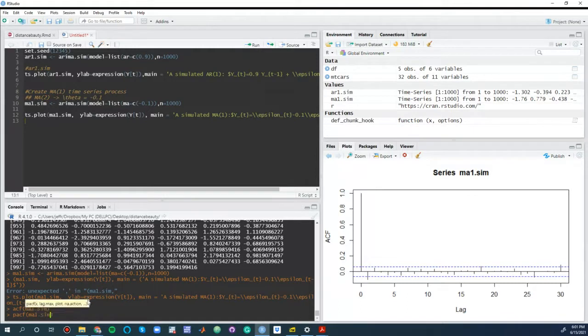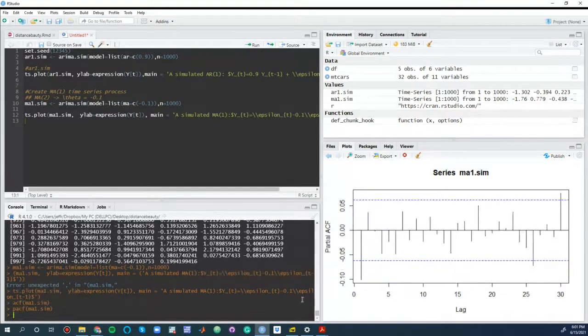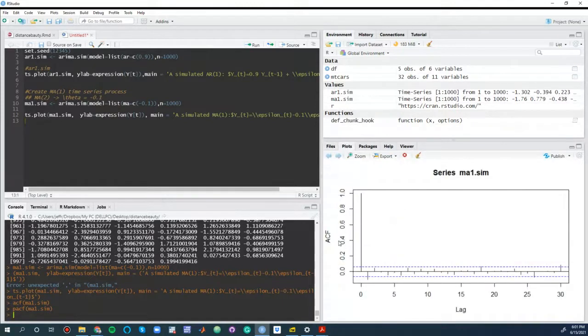For the AR1 simulation, the PACF looks like this, okay? So nothing really stands out here. Remember that once again, for the AR, take a look at the partial autocorrelation function graph. And for the MA, take a look at the ACF graph.